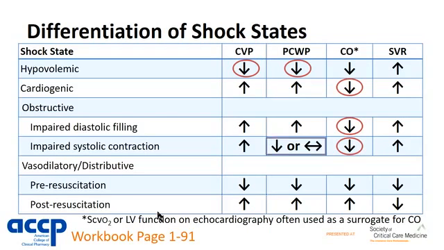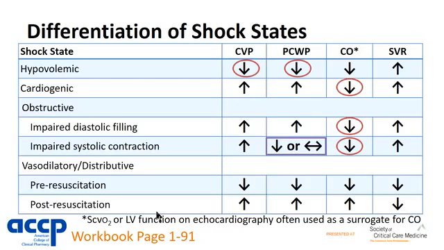If you're asked on the board exam to differentiate between these two subtypes of obstructive shock, the way that you can do that is looking at the wedge pressure if you have a pulmonary artery catheter in place. If the patient has impaired diastolic filling, they have elevated wedge pressure and equalization of pressures across the CVP, wedge, and PA diastolic. But with impaired systolic contraction, you have a low or a normal wedge pressure.